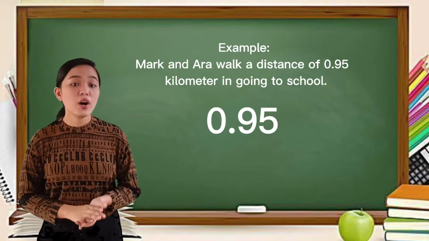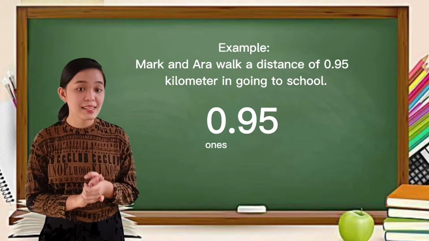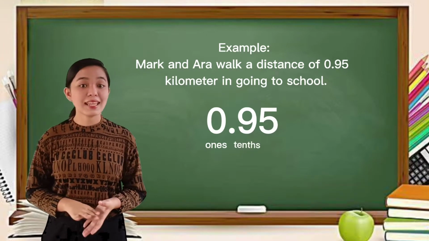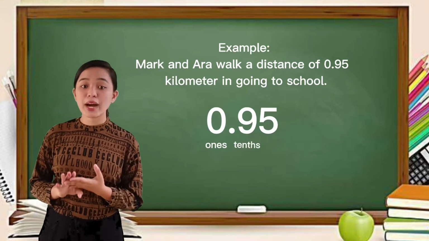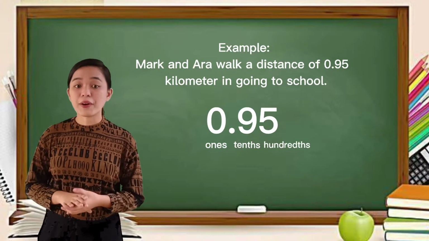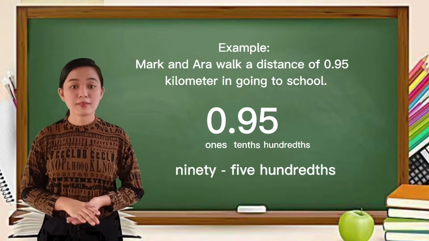So the 0, or the number before the decimal point, is in the ones place. The number 9, or the number after the decimal point, is in the tenths place. And the number 5, or the last number, is in the hundredths place. Therefore, it is read as 95 hundredths kilometer.